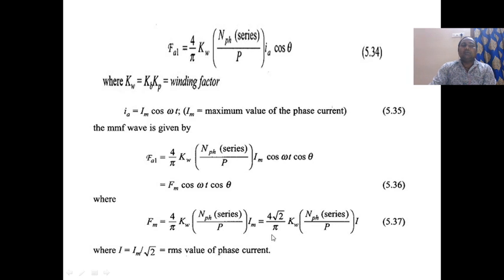If you take the RMS quantity, that becomes 4 into root 2 by pi kW N phase series I by P. So we know I is equal to Im by root 2. Pitch factor we can discuss in the next class.